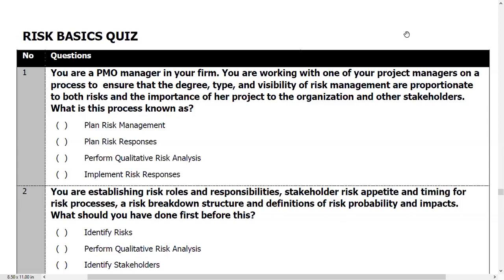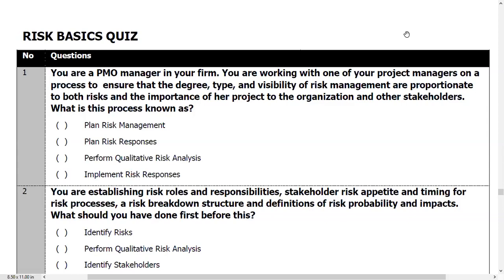It states plan risk management is a process of defining how to conduct risk management activities for a project. The key benefit of this process is that it ensures that the degree, type, and visibility of risk management are proportionate to both risks and the importance of the project to the organization and other stakeholders. So with that said, the answer that I was looking for you to choose is indeed plan risk management. That is the best option to choose in this one. So the answer, plan risk management.